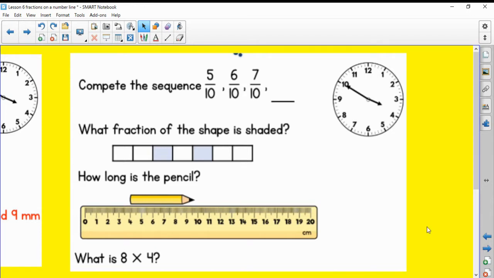These are all questions that you've covered before. Look at the clock. What is the time? Complete the sequence. What fraction of the shape is shaded? How long is the pencil? And what is 8 times 4? Pause the video while you have a go.